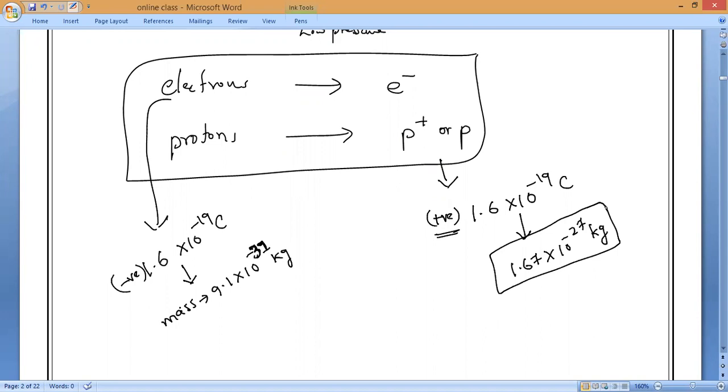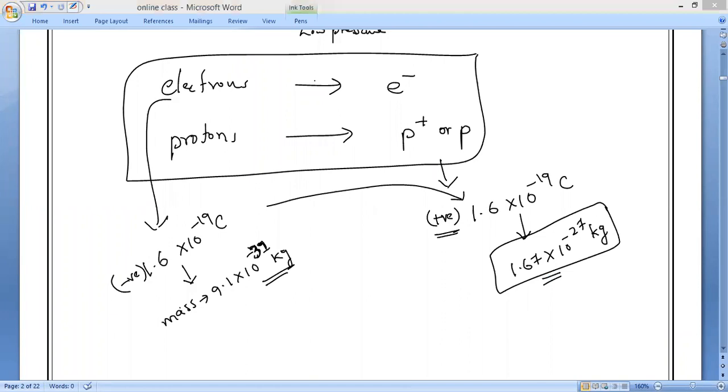Do you understand, all of you? So don't think that this is 9.1 and this is 1.67. Which value do you have to consider? The power. Here the power is minus 31, and here it is minus 27. So that is the mass of a proton. Have you noticed that the charge of electron and proton are the same but opposite, but is the mass the same or different? Different mass.